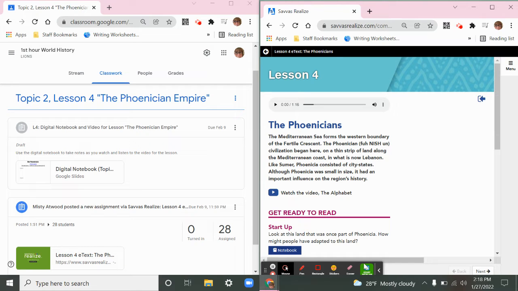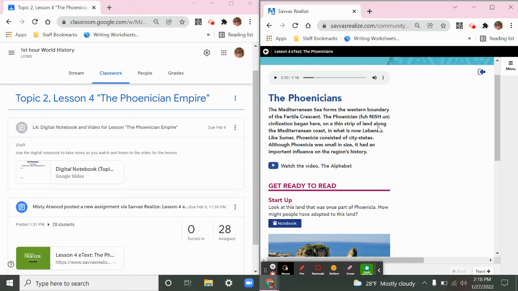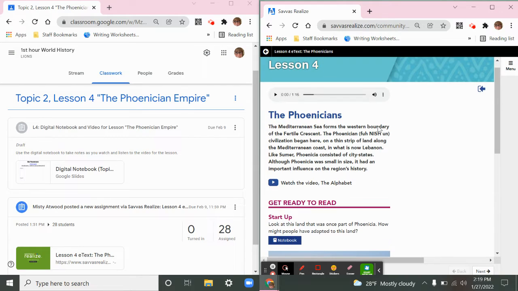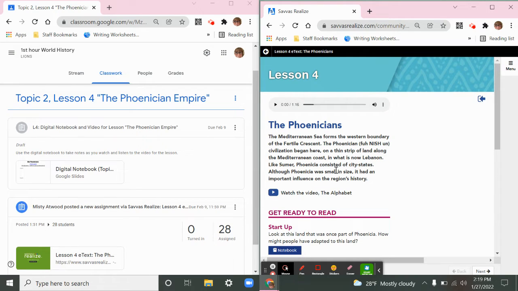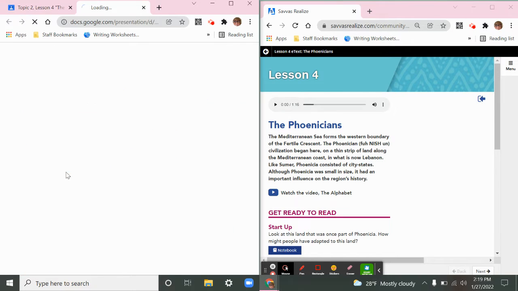So today we're going to be jumping into topic 2, lesson 4, the Phoenician Empire. So what you're going to do first is you're going to go to the classwork tab on Google Classroom and then open up the e-text. Once you have the e-text open, it'll bring you to this page right here, first page of this chapter. And after that's all done, we go over to the digital notebook.